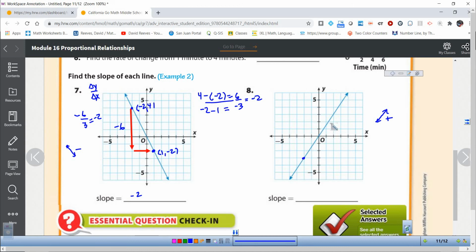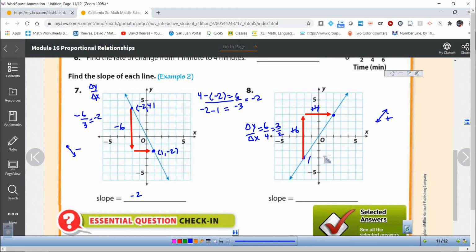Again, pick any 2 points that are on the line. So I'm going to pick that point, and I'm going to pick that point. This time, if I'm going this direction, I'm going to go up and I'm going to go over. So if we're just using the graph, it's 1, 2, 3, 4, 5, 6 going up in a positive direction, and 1, 2, 3, 4 going to the right. So my slope for this one, my change in y over my change in x, would be 6 over 4, which would simplify to 3 over 2.